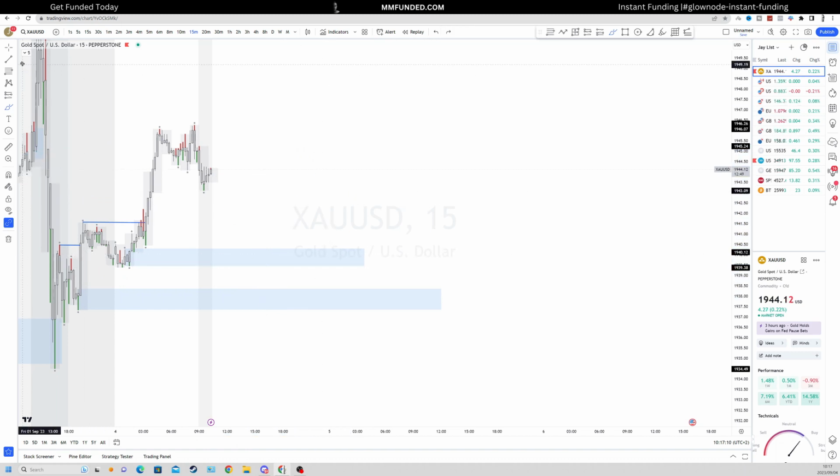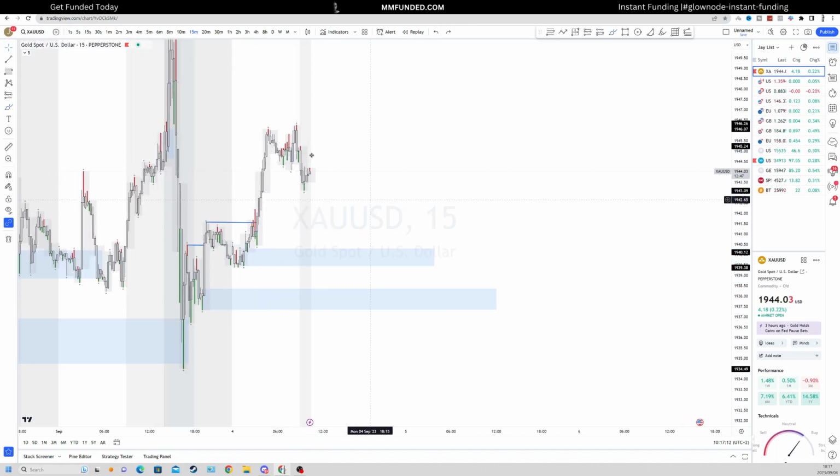So yeah, again, whenever you mark out a POI, if you're stuck with, let's say, 2 POIs like this, as long as the most recent POI has all 4 of your criteria, so that's the inefficient push, the liquidity, it must cause the break of structure or change of character, and it must be unmitigated, then it's a valid demand zone to look for longs. Okay.